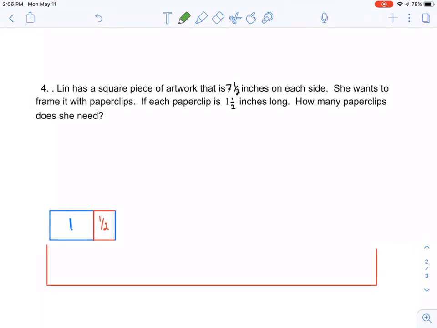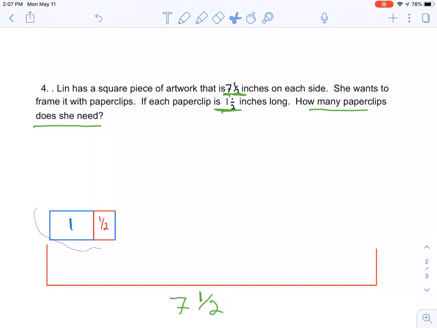Lynn has a square piece of artwork that is 7.5 inches on each side. She wants to frame it with paper clips. If each paper clip is 1.5 inches long, how many paper clips does she need? So how long is her frame altogether? Good, it's 7.5 altogether, okay? So we need to figure out how many what? Good, we need to figure out how many groups of paper clips, and remember each one is 1.5 inches long, will fit in order to frame her piece of artwork, okay?